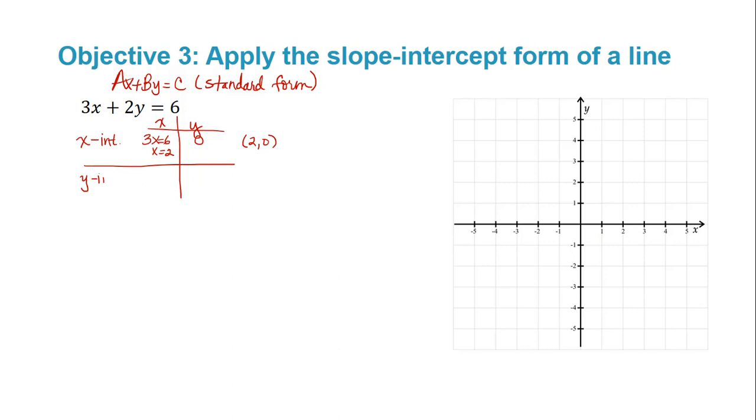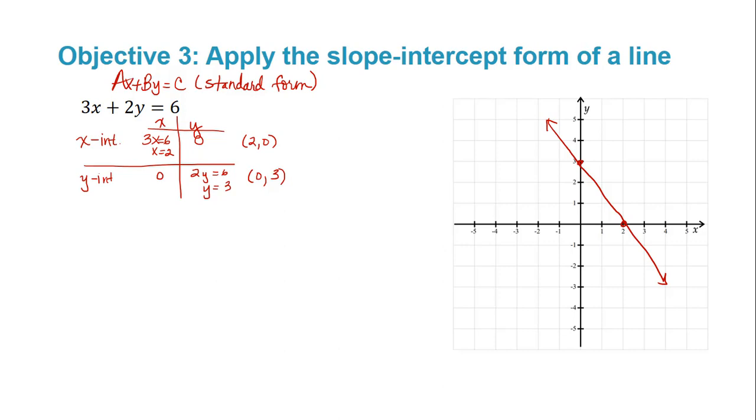For the y-intercept, we let x equal 0. Letting x equal 0, 3 times 0 is 0, so we're left with just 2y equals 6, or y would be 3 after dividing by 2. Therefore, the y-intercept is (0, 3). We can get the graph by plotting (2, 0) and (0, 3), and when we draw the graph through those two points, we see that the graph is a downward sloping line.